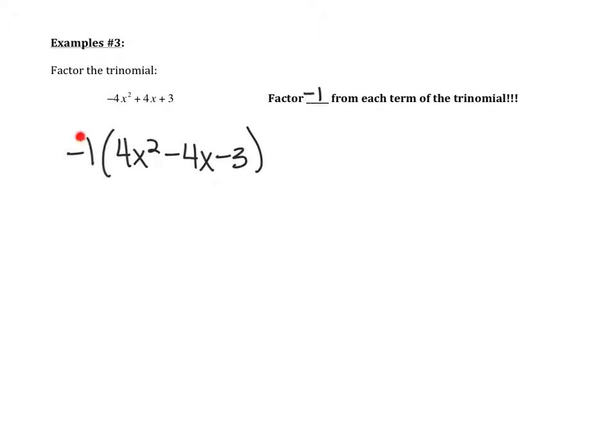So now this negative 1 is just going to hang out here by itself, and I'm just going to focus on factoring this trinomial, this new trinomial, down to 2 binomials. So again, that negative 1 is just going to hang out here, and I'm going to set up my 2 parentheses.